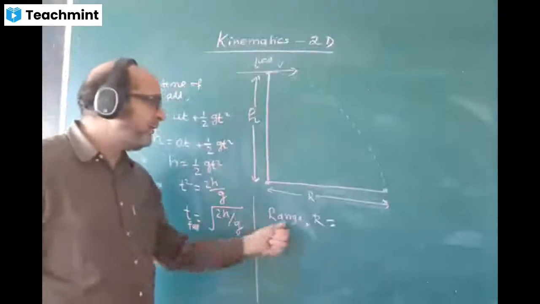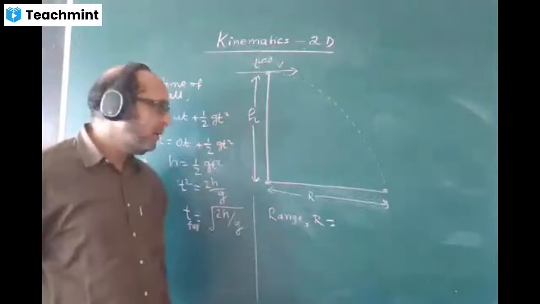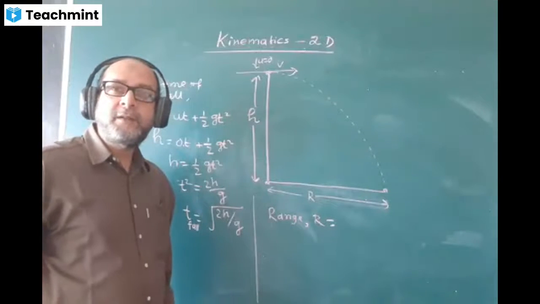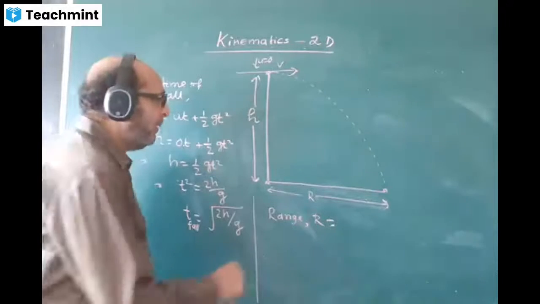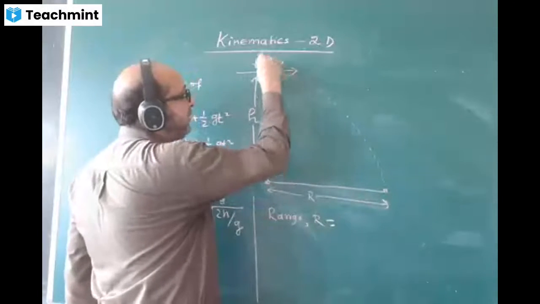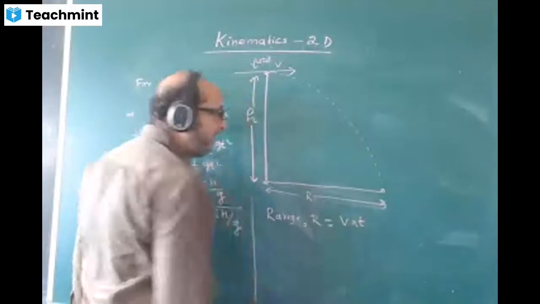Now, how to find the range in this case? In this situation, how to find the horizontal distance? Horizontal distance has got only one formula. Distance is equal to velocity into time, or speed into time. What is the velocity in this direction? The velocity in this direction is v. This is the v horizontal way. So it is v into time, v into t.